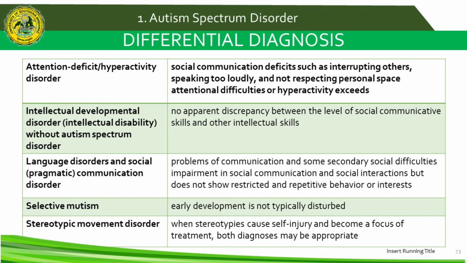Motor stereotypies are among the diagnostic characteristics of autism spectrum disorder. An additional diagnosis of stereotypic movement disorder is not given when such repetitive behaviors are better explained by the presence of autism spectrum disorder. However, when stereotypies cause self-injury and become focus na ng treatment, both diagnoses may be appropriate.